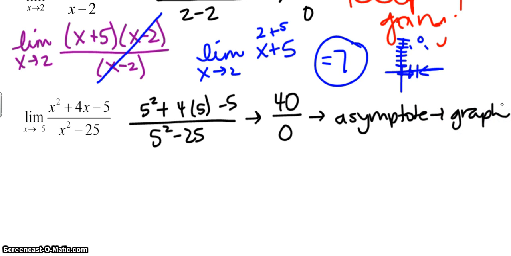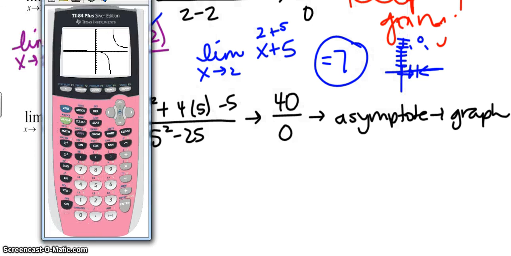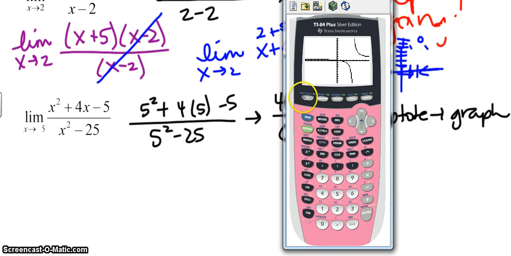So, if you go to your graphing calculator, go to y equals x squared plus 4x minus 5, all divided by x squared minus 25. I already got that in there. And press graph. You'll notice there is a vertical asymptote at 5, just where we would predict that there would be. So the limit as x goes to 5, well, from the left side it's going to negative infinity, and from the right side it's going to positive infinity.